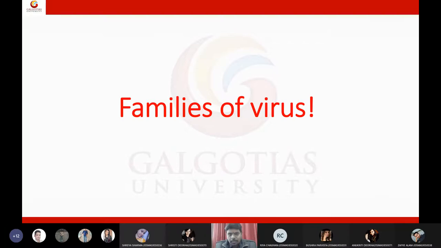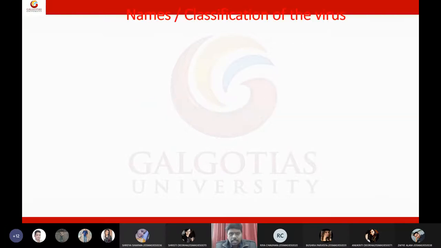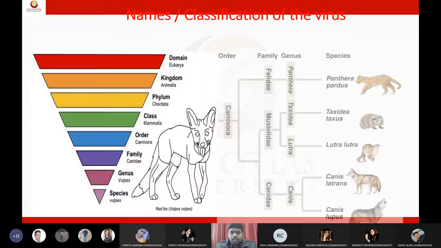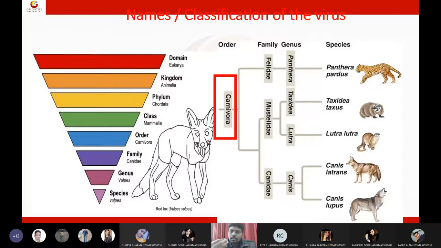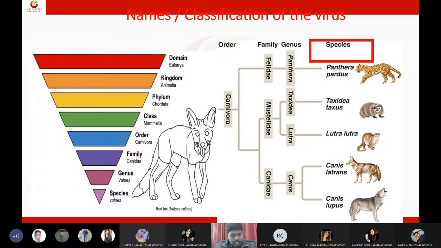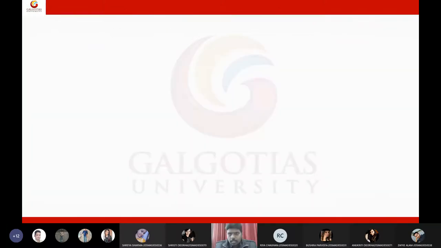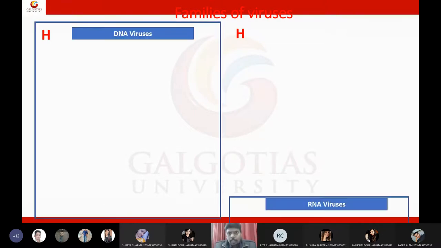So I said about families. That means just by understanding the family, we can predict the characteristics and the pathogenesis of a particular virus. That is why understanding the viral families is very important. So let us start with the classification of viruses. Viruses are broadly classified into two types. We have DNA viruses and we have RNA viruses.